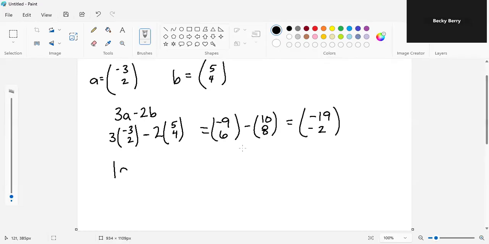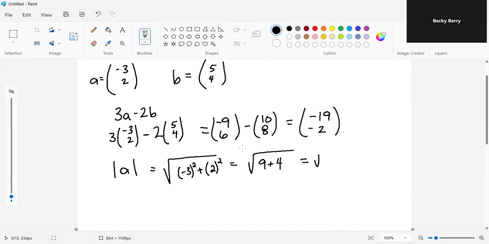Now, what does it mean when our vector looks like this? We're asked for the length of the vector. So remembering that it was like Pythagorean theorem or the distance formula, we're going to say that it is the square root of the first distance, or the first leg of the triangle squared, and the second leg of the triangle squared. 9 plus 4 is 13. Since 13 is not a perfect square, we leave it inside the square root.